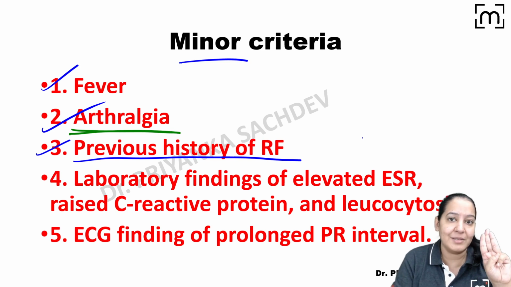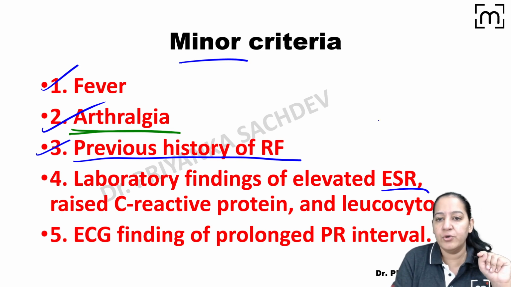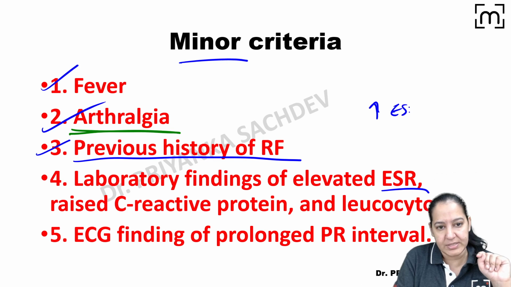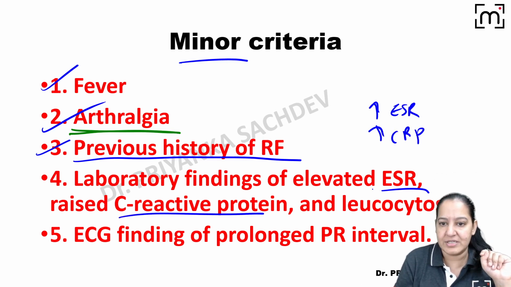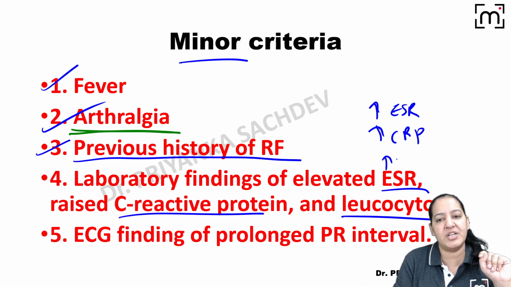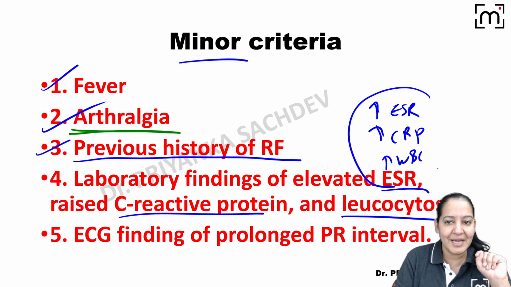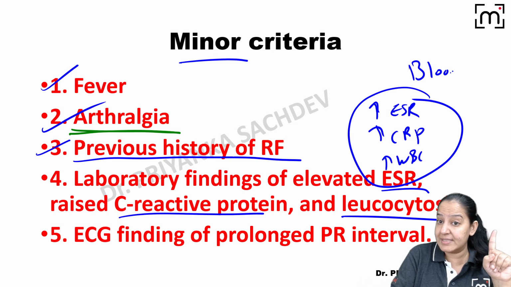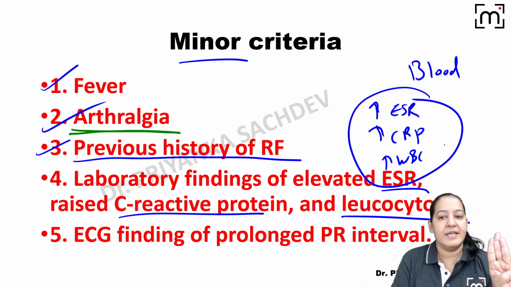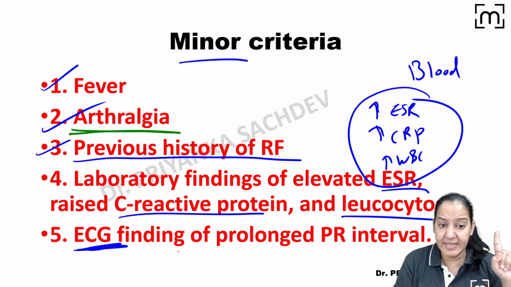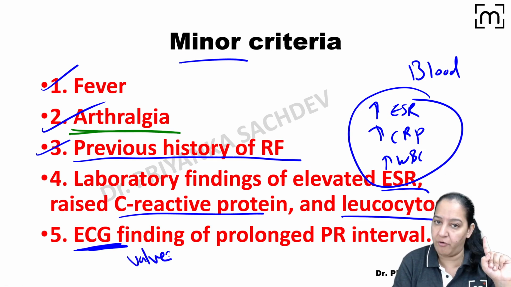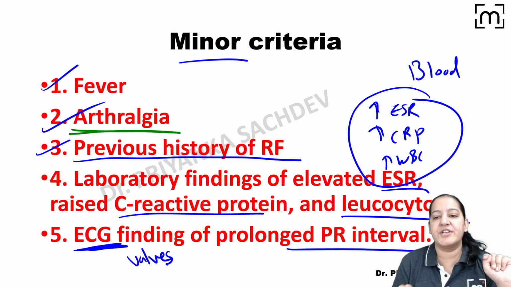From the lab, 3 things, the 3 blood investigations. If you do the ESR of the patient, it will be raised. If you do the CRP of the patient, C-reactive protein, it will be raised. And if you do the WBC count of the patient, it will be raised. So all three things will be found raised in the blood: ESR, CRP and WBC. That is one of the criteria. If you do the ECG of the child, the valves are involved, usually the mitral valve. Okay? That's why the PR interval will be prolonged.